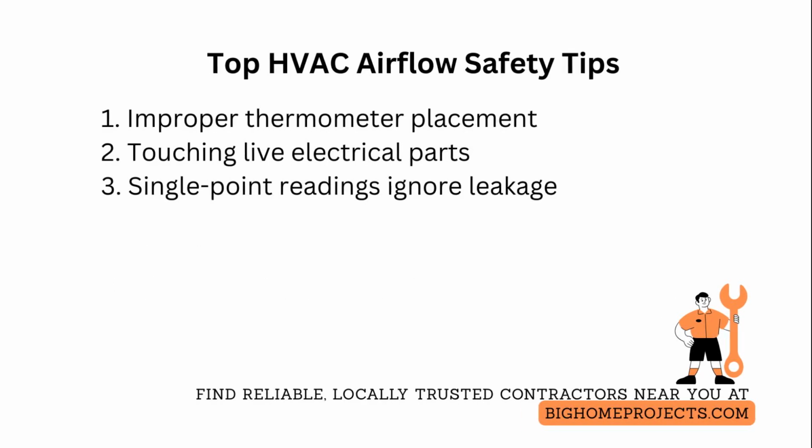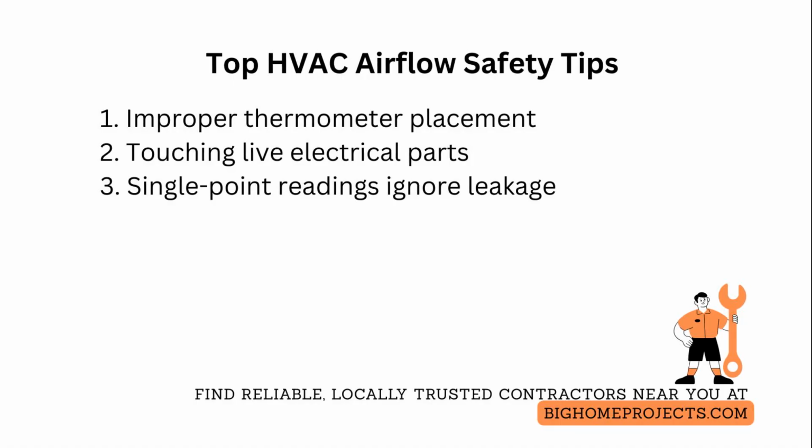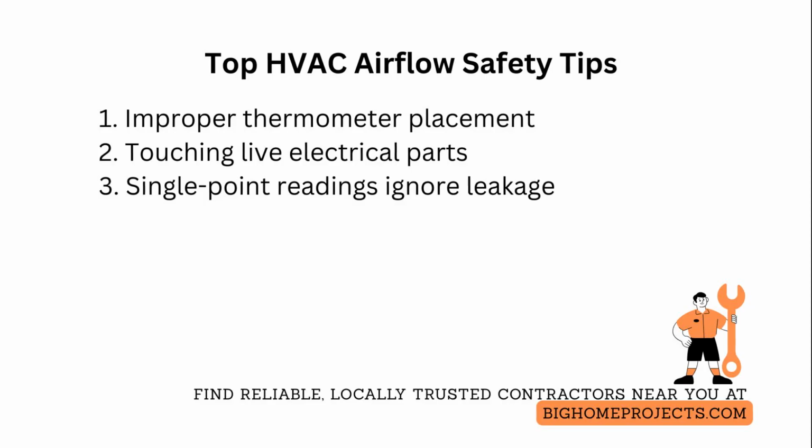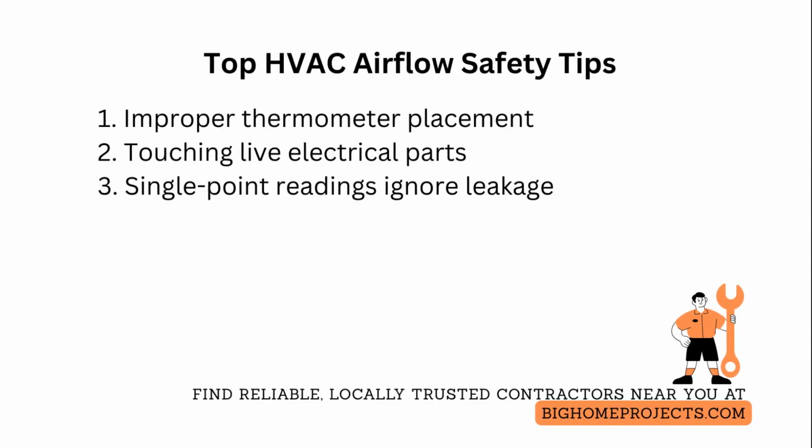One of the most common mistakes is improper thermometer placement causing false delta T readings, which hurts HVAC temperature rise accuracy. Fix it by sampling at 3 evenly spaced points per opening, using insulated probe handles, and noting probe depth.